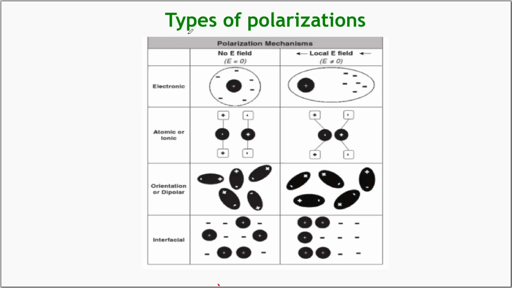Hello, welcome back. In this video, we'll discuss the types of polarizations. When a dielectric is placed in an external DC field, the molecules in the dielectric material become dipoles. Thereby, we observe a degree of polarization in the material.